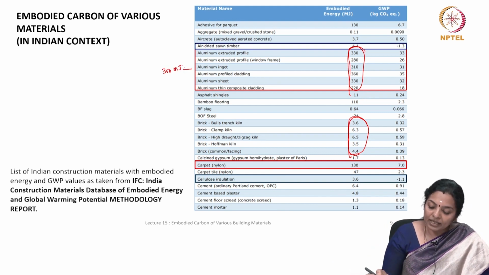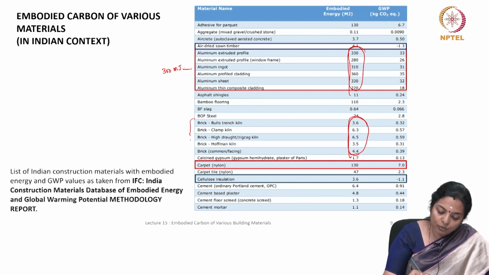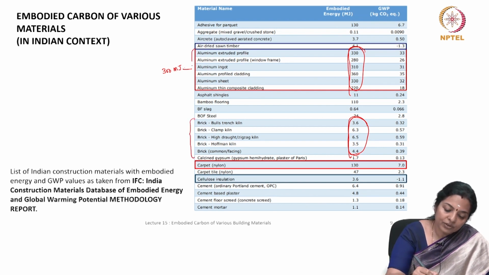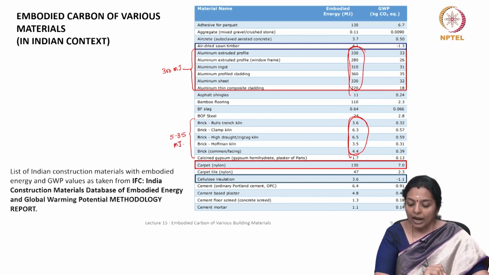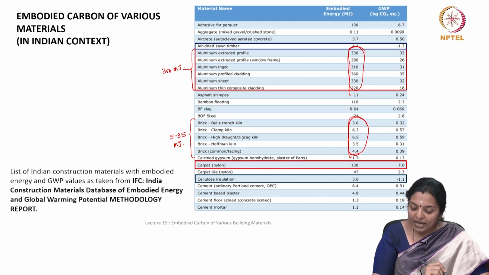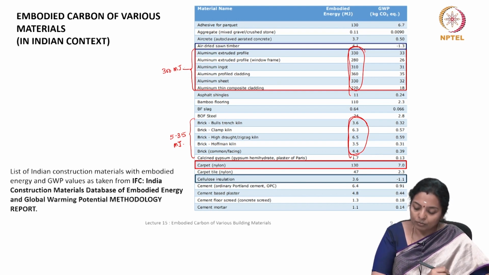Then brick, this is for us to know in general. So, aluminum has about 300 and brick has anywhere between 5 to 3.5 megajoules. And of course, based on how certain things are manufactured, if nylon is used in carpet, its embodied energy becomes very high, to the tune of 130.